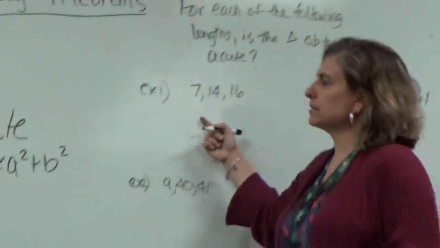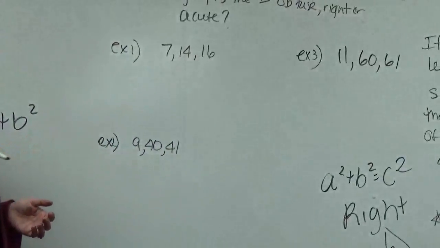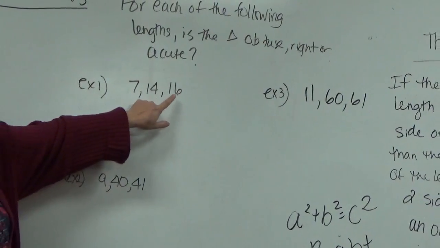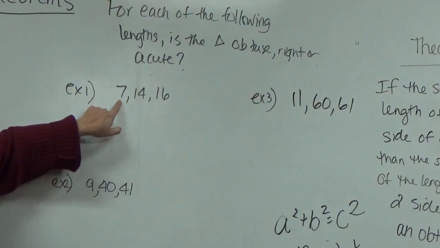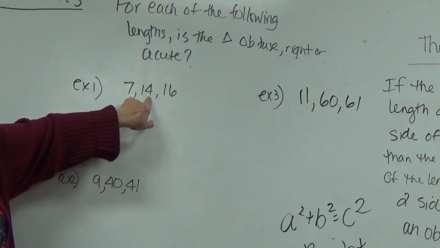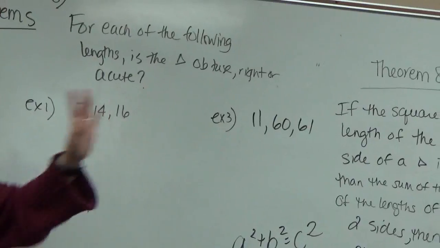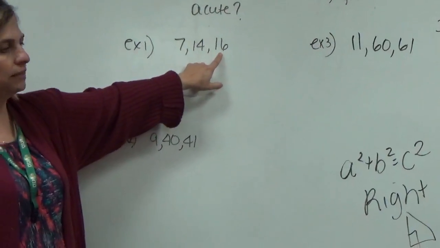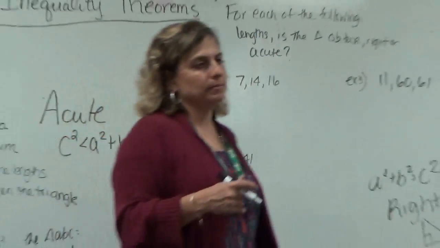Let's take our examples, okay? First thing I always have to check: is this able to be a triangle? If I add those together, it's bigger than that. If I add those together, it's bigger than that. So I've already done the triangle inequality theorem. So I'm going to take the biggest side, it's 16. And I got my calculator.